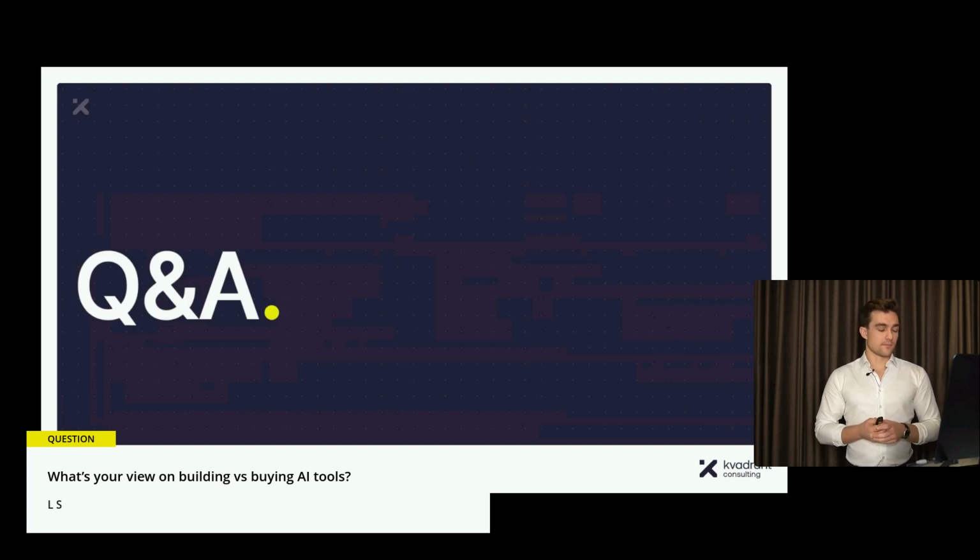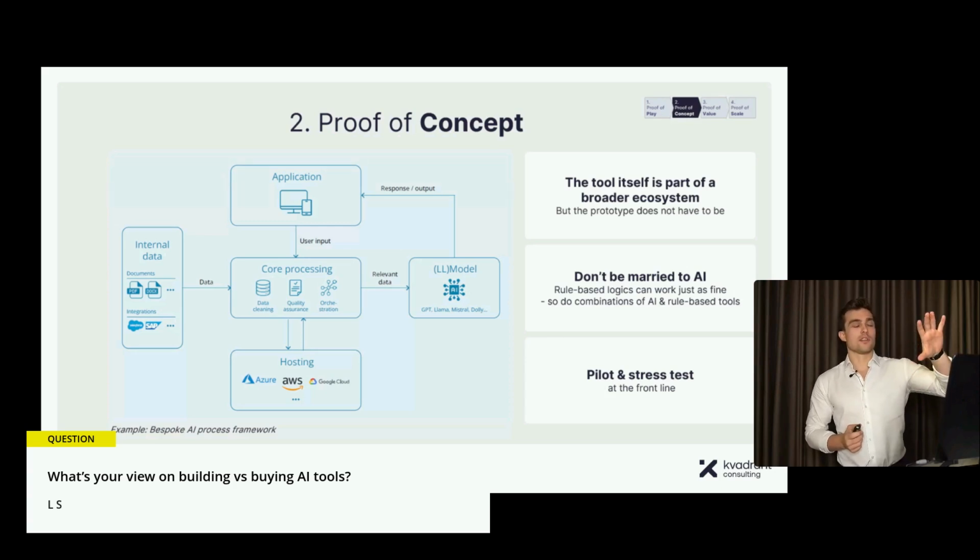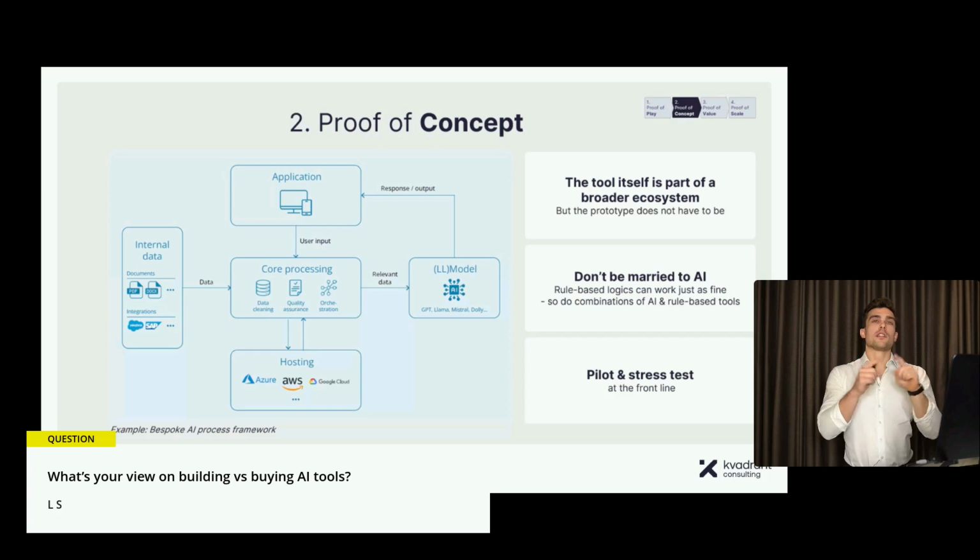So let me just go back to this one, because building or buying has to be viewed from the process framework in which the solution exists. Because in many cases, you already have the internal data, you have the core processing, and then what you really build or buy is that logic that goes on top. So in this case, the LLM model. And my overall tip is buy as much as possible, because then you're not weighed down by the technical debt, you get somebody else to do it.